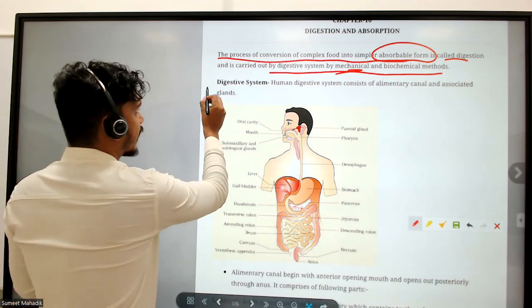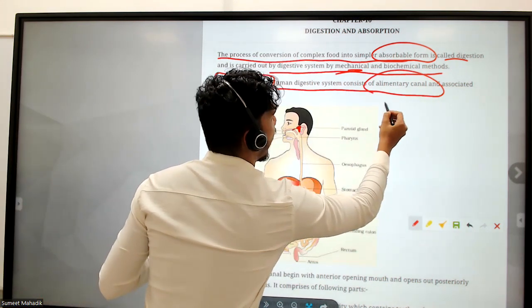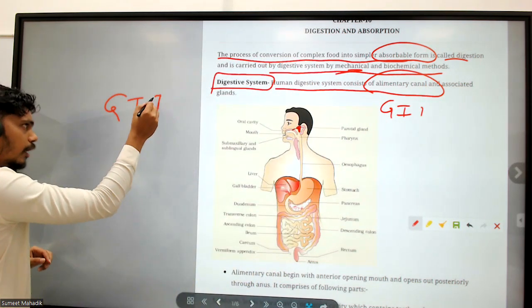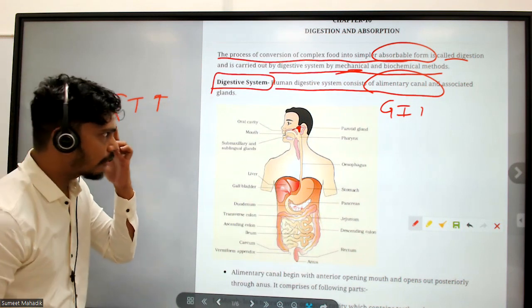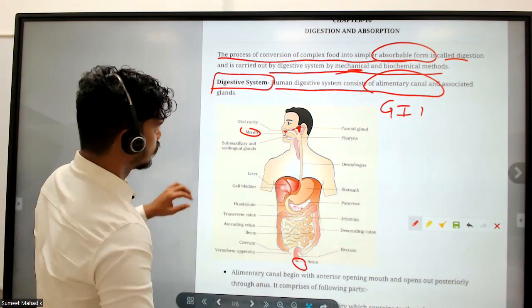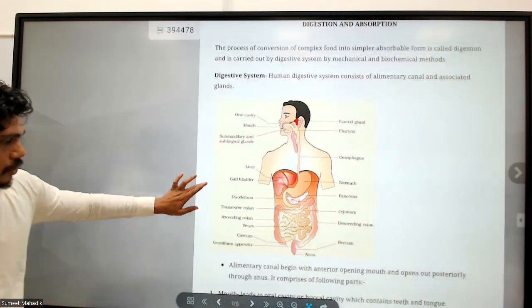Now, the human digestive system consists of the alimentary canal. The alimentary canal is also called the GIT. What is GIT? Gastrointestinal tract. It starts from the mouth and ends with the anus. Okay, so let's go further and try to understand each and every function.